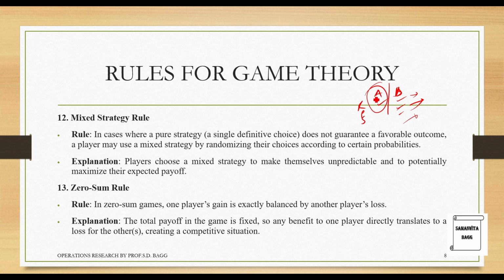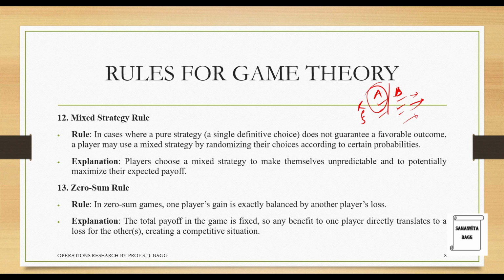So if B comes to know of A's strategy, B will choose definitely paper. But otherwise, if A is also playing any one of the three, then B is also playing any one of the three. That becomes a mixed strategy by both the players. The next one is zero-sum game.